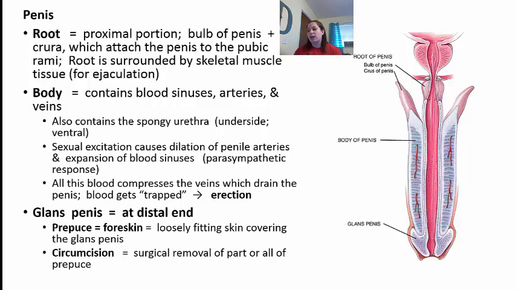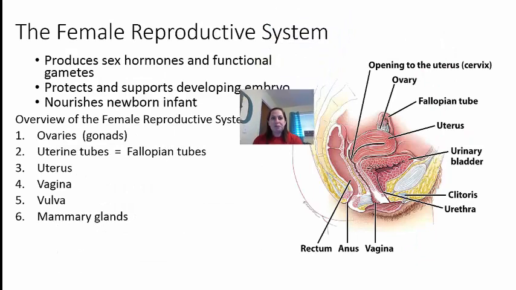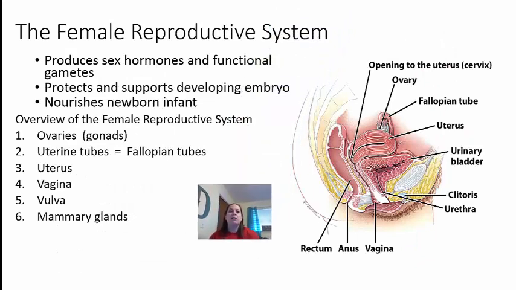All right, so this is what we're talking about for the male reproductive system. So now we're going to move on into the female reproductive system. Now, with the female reproductive system, they produce the sex hormones and also the functional gametes, just like we see with the males. However, it's also going to protect and support a developing embryo, and it's going to nourish the newborn infant. Okay, so it has a few more jobs than what we see with the males.